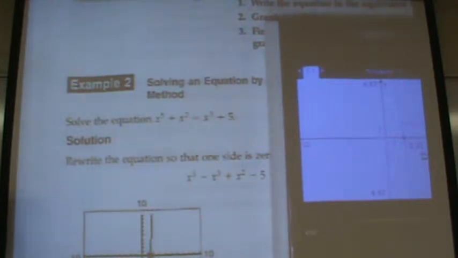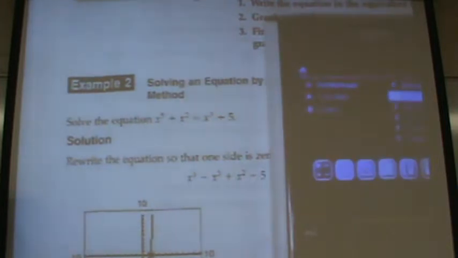So what I want you to do is clear out your equations. So I'm going to go to New Document. I don't want to save that one I have. I want to clear it out. And I'm going to add a graph.